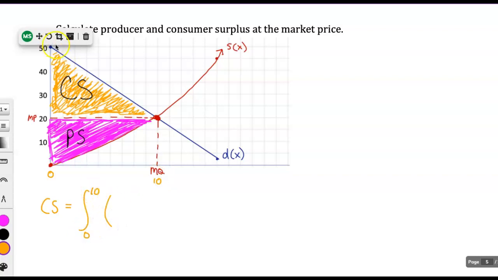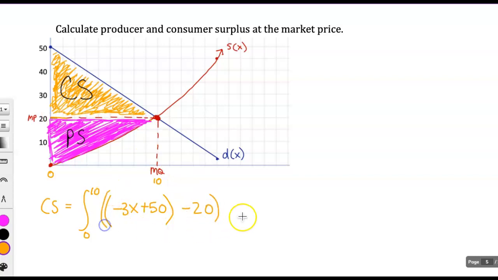The upper curve is the demand curve, so that's negative 3x plus 50. So that's the upper curve. And the lower curve of that area is the market price, so minus 20. So there's consumer surplus's integral.